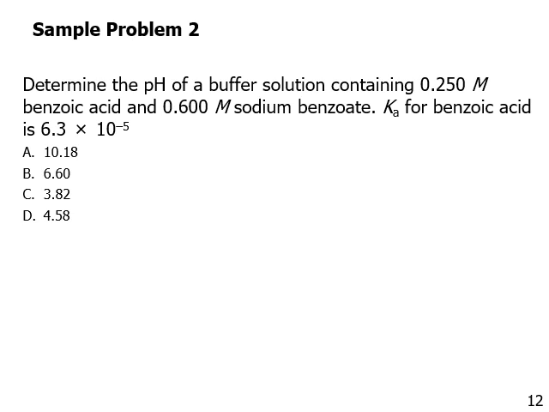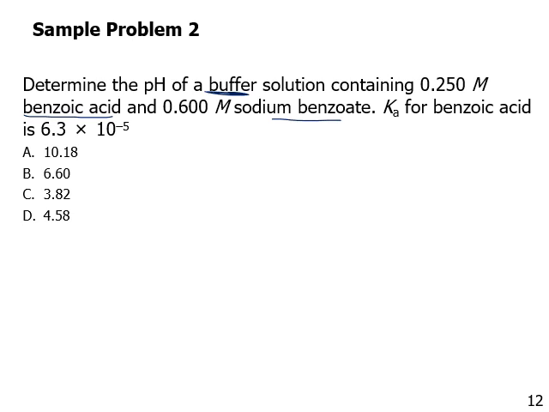Determine the pH of a buffer solution containing 0.25 molar benzoic acid and 0.6 molar sodium benzoate. So this is a buffer. If the question doesn't tell you it's a buffer, you should be able to recognize it's a buffer. How? It would consist of two components to begin with. One of those is going to be a weak acid or a base, and the second one is going to be the salt of that acid or base.